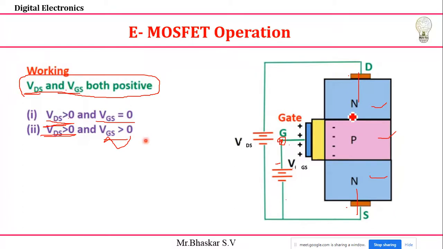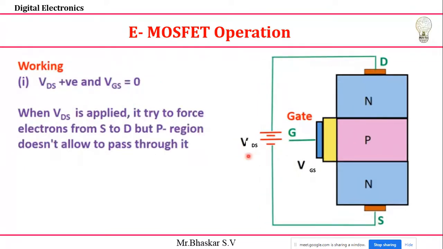Okay, let's move on to the first condition, that is VDS. The drain to source voltage I'll keep greater than 0 only, and I'm just changing my VGS values. Let's move on to that first condition. VDS is positive and VGS is equal to 0, which means I'm not giving any gate to source voltage.